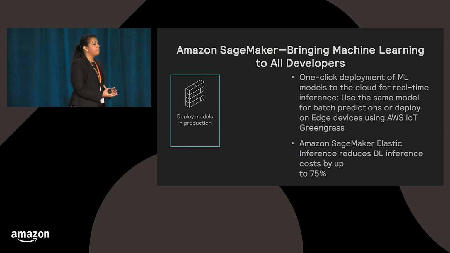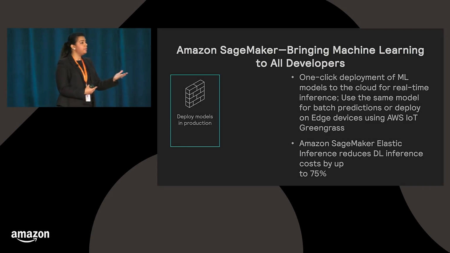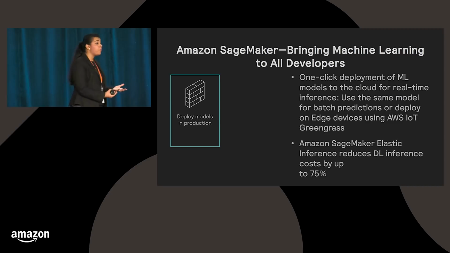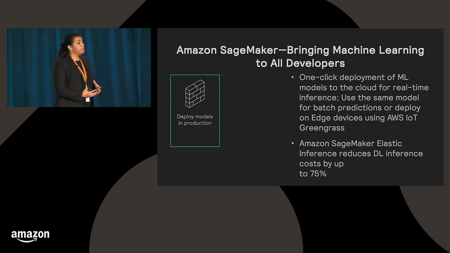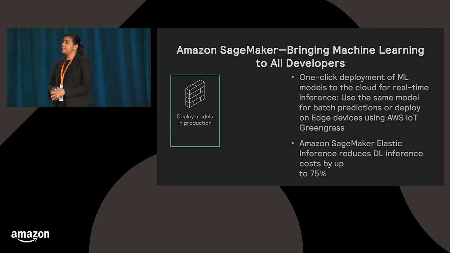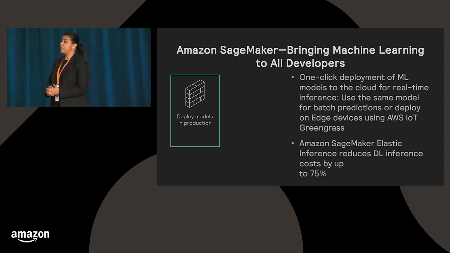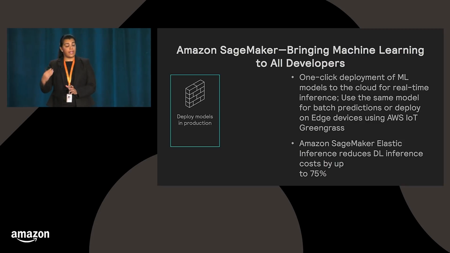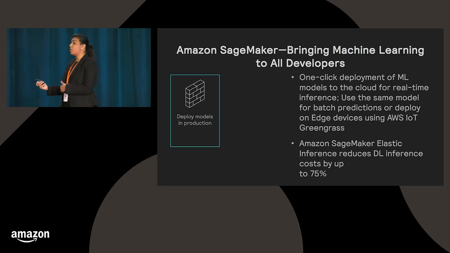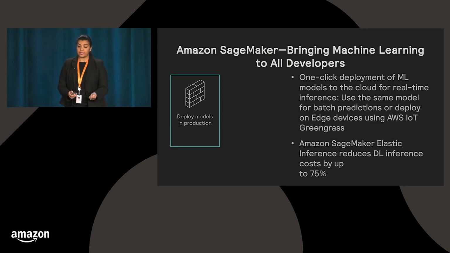So the first deployment option is you can deploy on the cloud on a REST endpoint, which is available to serve predictions with low latency and in real time. You can also take the same model and deploy it so that you can do predictions on large batches of data at high throughput. You can take the same models and deploy them on edge devices using IoT Greengrass, or you can even take these models and deploy them in your own environments.